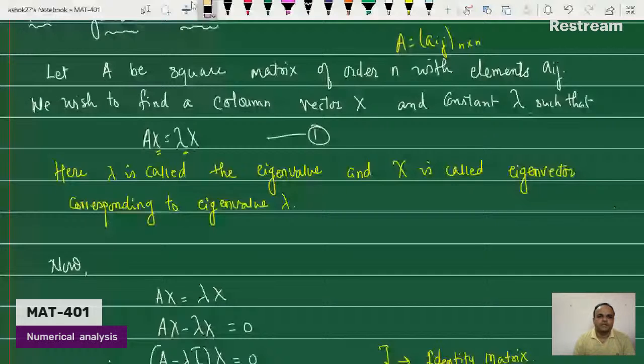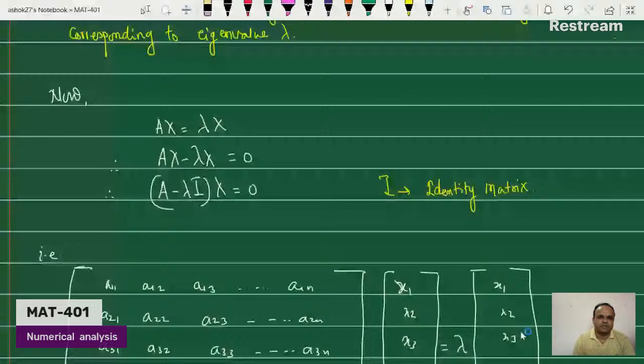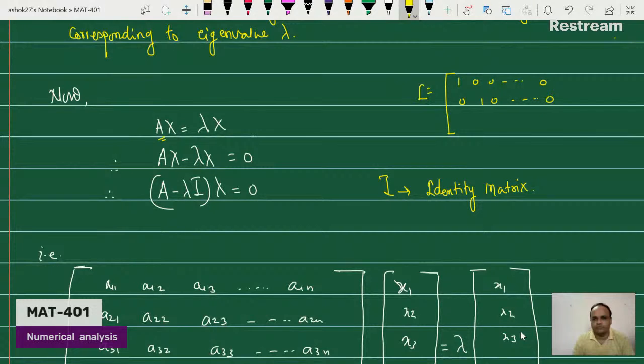So now Ax equal to lambda x, so this equation we can write as Ax minus lambda x. A is the n cross n matrix. Here we can write lambda x as lambda Ix. So I is the identity matrix, again an n cross n matrix. It is 1 0 0, it goes to 0, then 0 1 0. All diagonal entries are unity and other than diagonal entries, all are 0. At the end it is 0 0, it goes to 1.